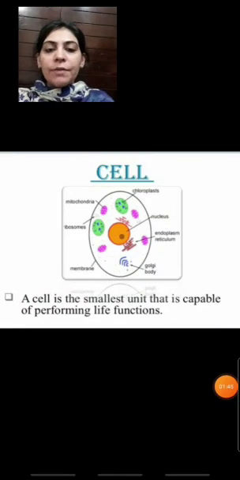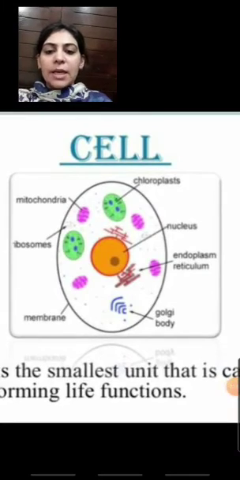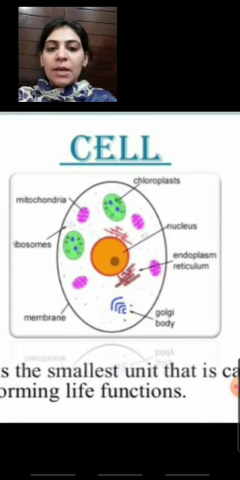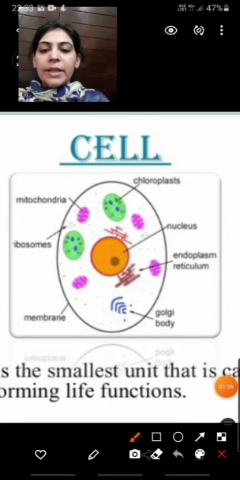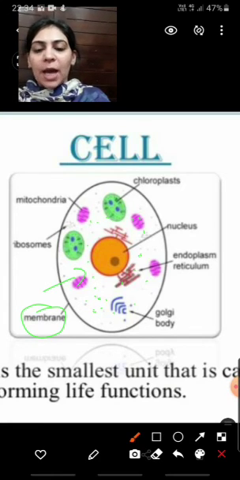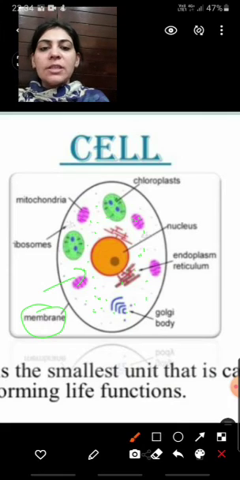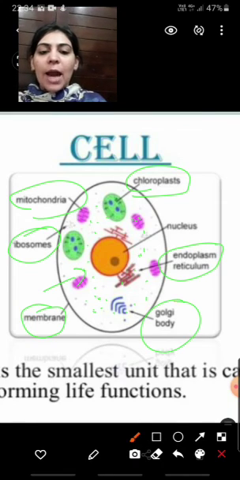So in this video we have discussed the general structure of the cell. The outer membrane of the cell is called plasma membrane or cell membrane. The central part is called nucleus, and inside the plasma membrane, the jelly type structure or fluid-like material is called cytoplasm. और cytoplasm में बहुत सी cell organelles present हैं like chloroplast, mitochondria, ribosome, endoplasmic reticulum and Golgi body.